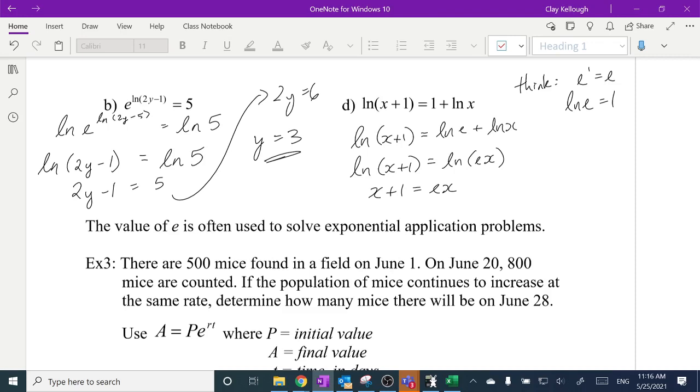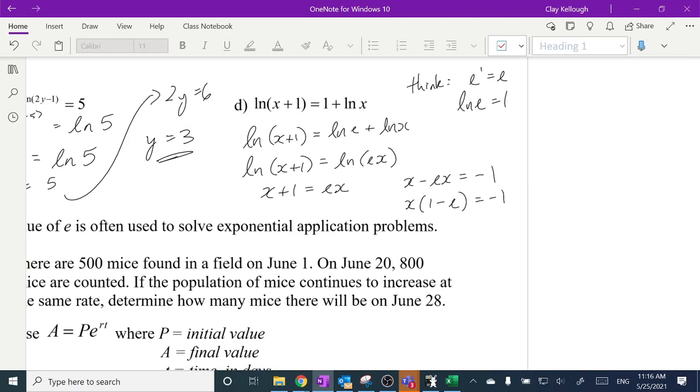So I'm going to say that x minus ex equals negative 1 by rearranging the algebra. I'm going to factor out x. Oh, where would we be without factoring? The bestest tool in our toolbox. And then last step, x would equal negative 1 over 1 minus e.